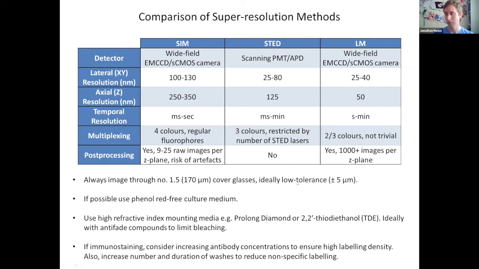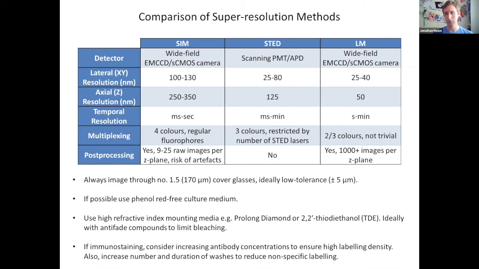SIM and localization microscopy each require more post-processing. So in both of them, you have to be careful about artifacts. And at the bottom here, I've got just a few tips if you're thinking about starting to do super-res imaging. So the first one is always to use a number 1.5 cover glass, ideally the low tolerance or high precision versions, because the lenses are designed to work with a number 1.5 cover glass. So you should try not to deviate from that too much.